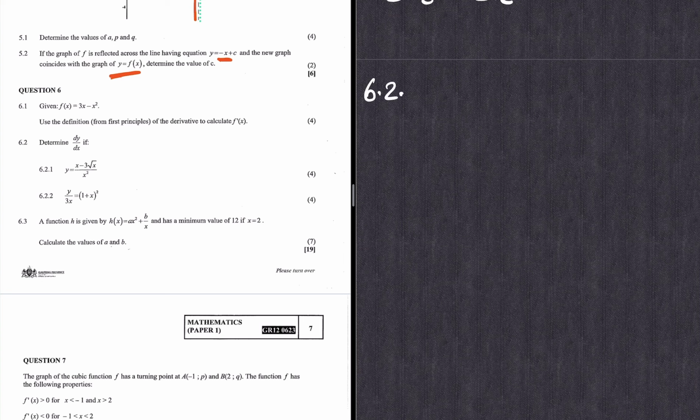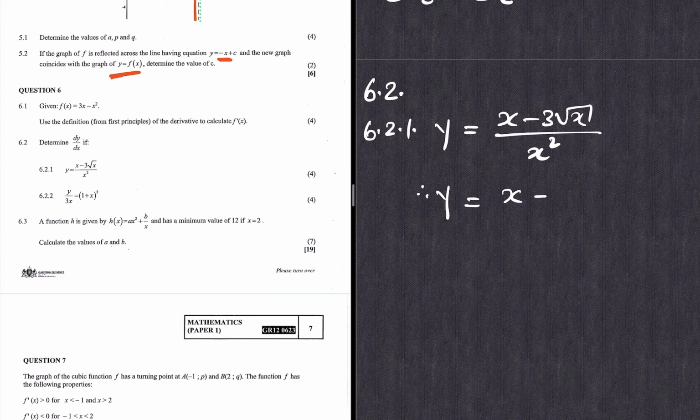6.2. They want us to find dy by dx, and then 6.2.1. You have y equaling x minus 3 the square root of x, divided by x squared. So allow me to write this equation in the power form, like I simplified nicely before I take any derivative. So that is going to be y equaling x minus 3x to the power 1 over 2. We remove that radicand to a power of half, divided by x squared.